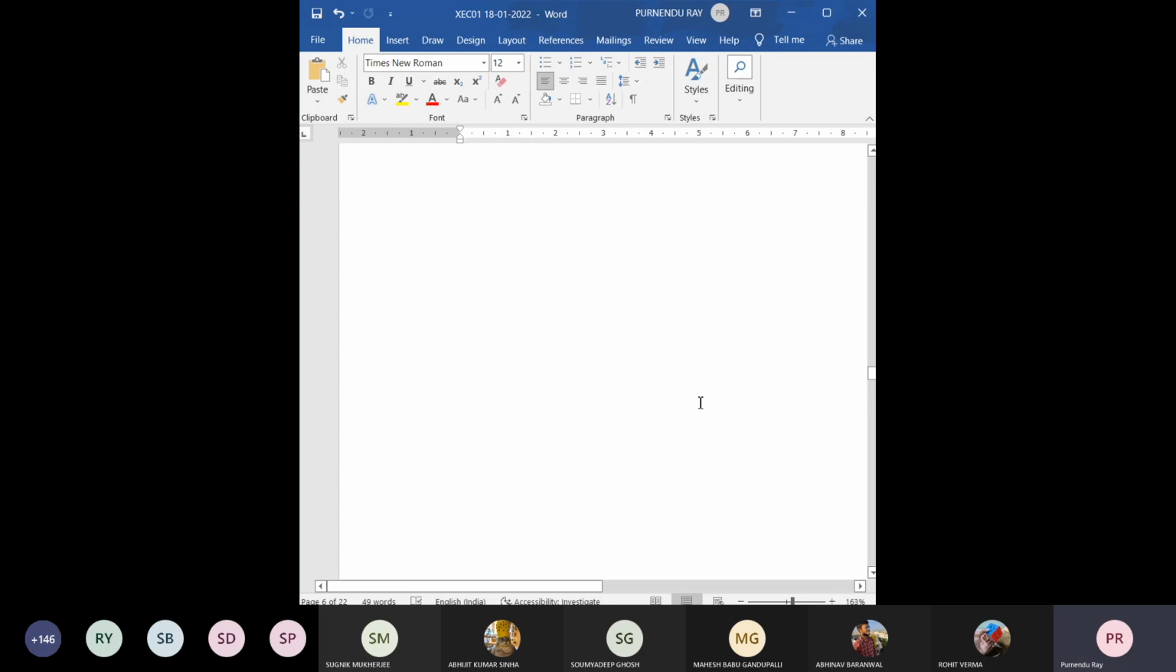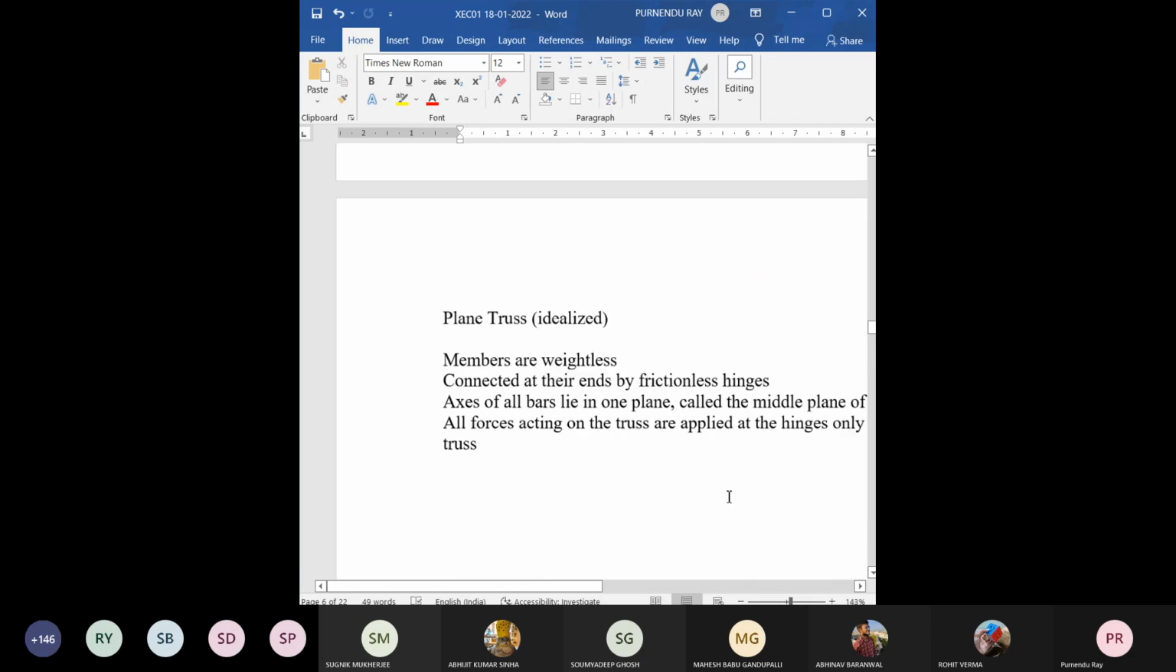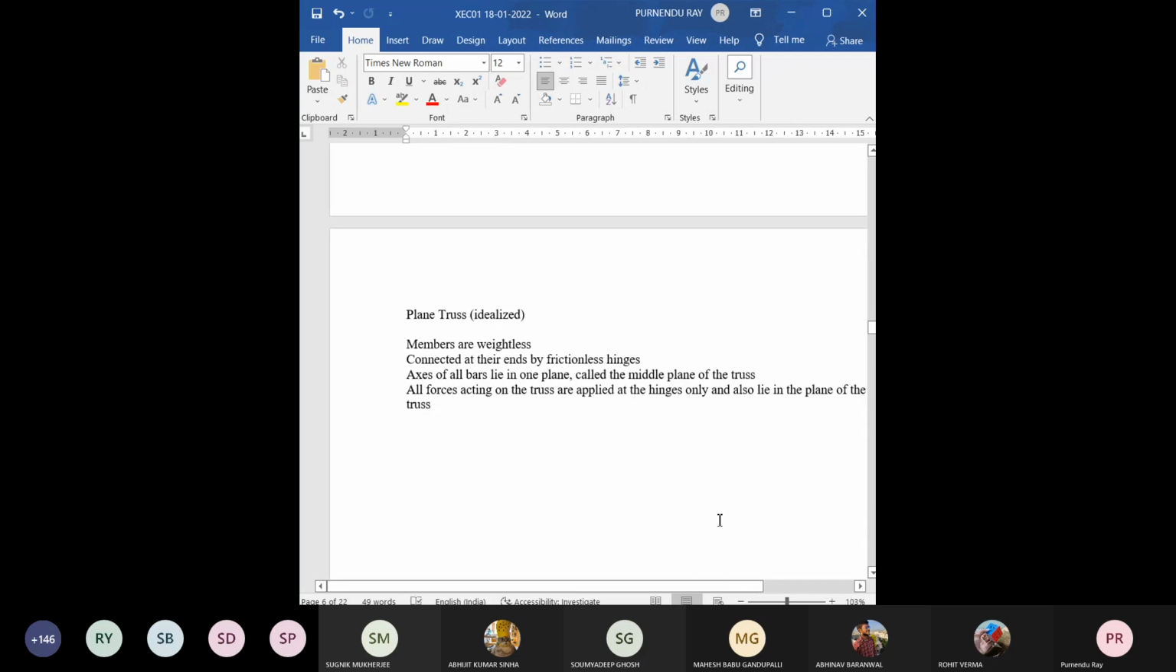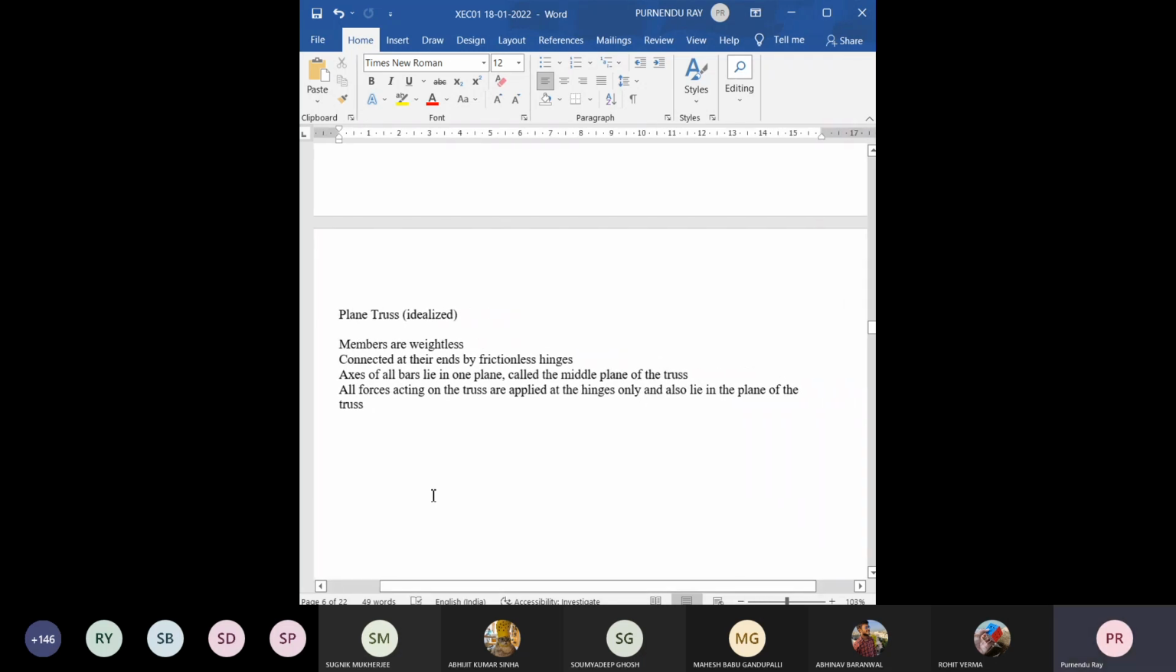Now for analysis, we make some assumptions. Now, can anybody read it? Members are weightless, connected at their ends by frictionless hinges. Axis of all bars lie in one plane, called the middle plane of the truss. All forces acting on the truss are applied at the hinges only and also lie in the plane of the truss. Better, there is no comma between hinges and only.